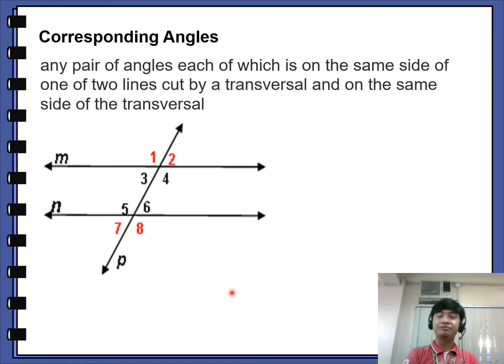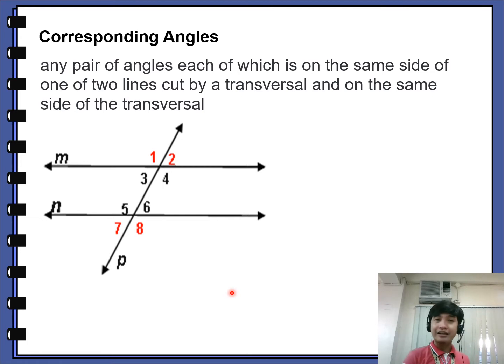So yun yung una. Isang interior, isang exterior, or whichever comes first. Okay? Second, yung interior at exterior na yun ay dapat non-adjacent. Ibig sabihin, they don't share a common side or vertex. Okay? Third, na kailangan natin tandaan, sila ay dapat nasa same side lang ng transversal.